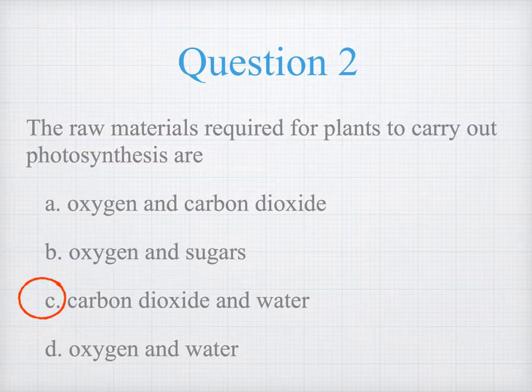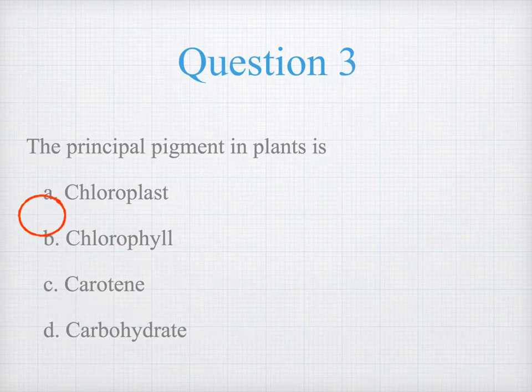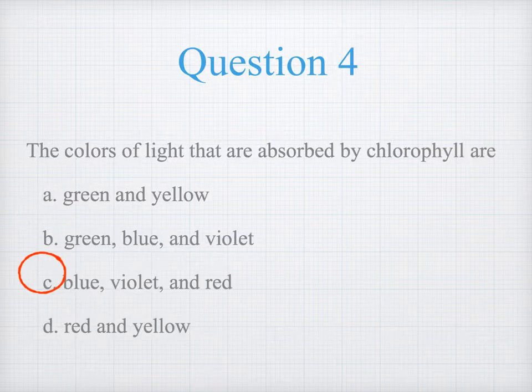The raw materials required for plants to carry out photosynthesis are CO2 and water. The main pigment, the major pigment, is called chlorophyll. We know that there are two types of those. The colors of light that are absorbed by chlorophyll are blue, violet, and red.